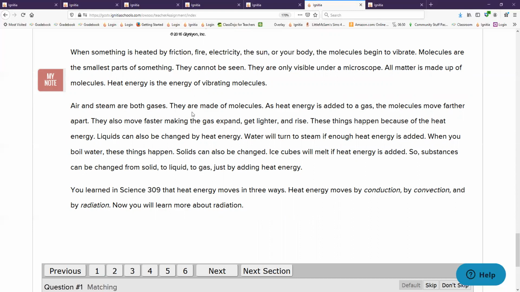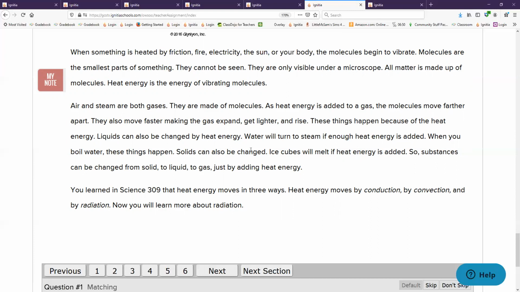Air and steam are both gases. They are made of molecules. As heat energy is added to a gas, the molecules move further apart. They also move faster, making the gas expand, get lighter, and rise. These things happen because of the heat energy.